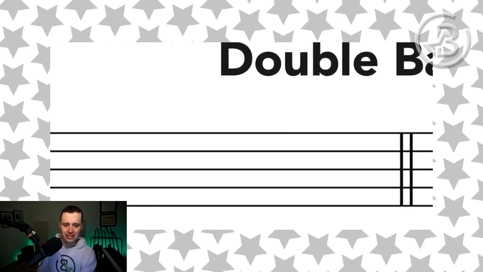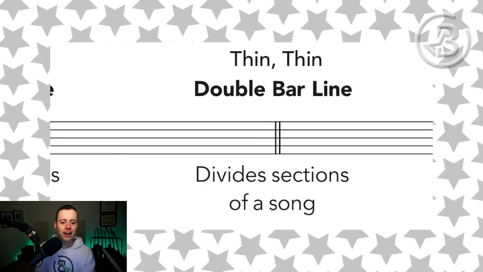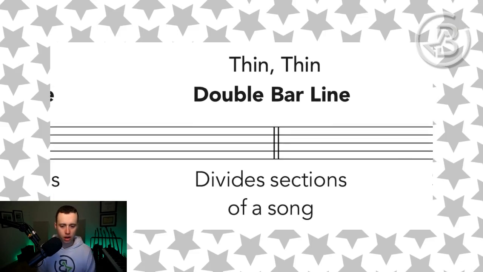Then we can have a double bar line, and a double bar line is two regular bar lines next to each other with a little space in between. A double bar line divides the sections of a song. So a regular bar line divides the notes. A double bar line divides sections of a song, or you'll also see it at the end of some exercises.